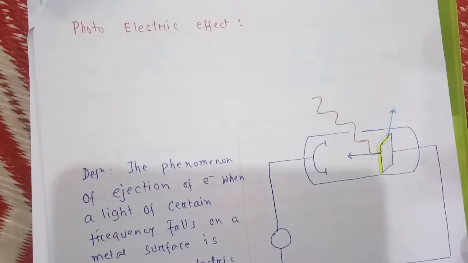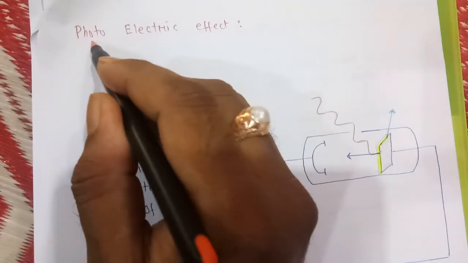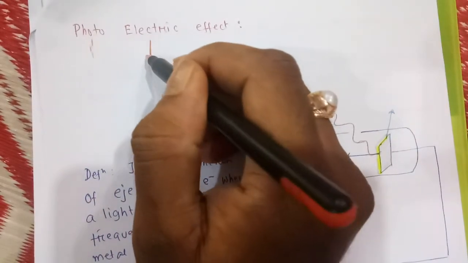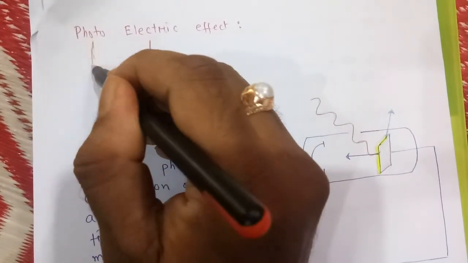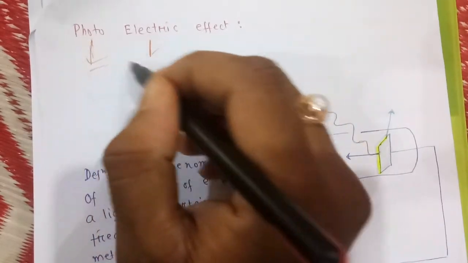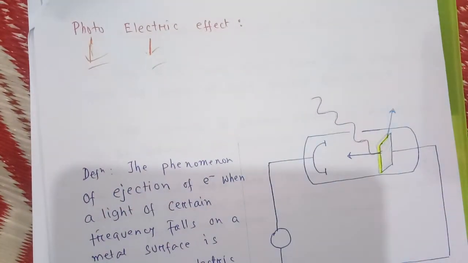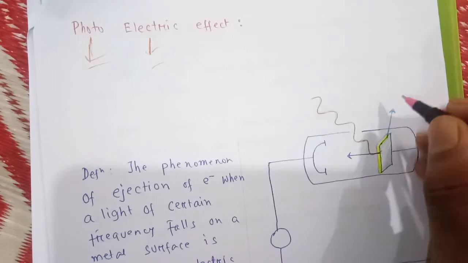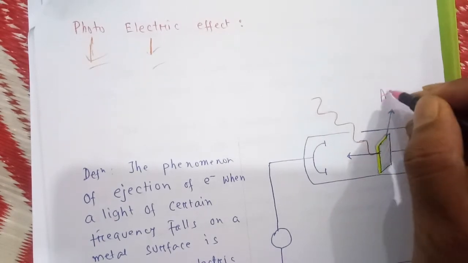Today we start the photoelectric effect. For the photoelectric effect, photo means light and electric means electron. In this, what happens? We have to take alkali metals here.